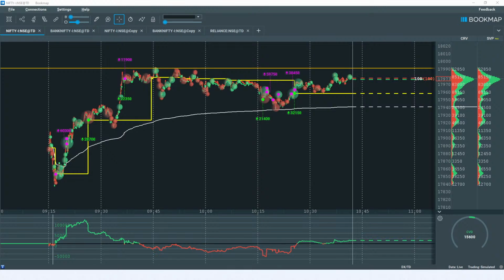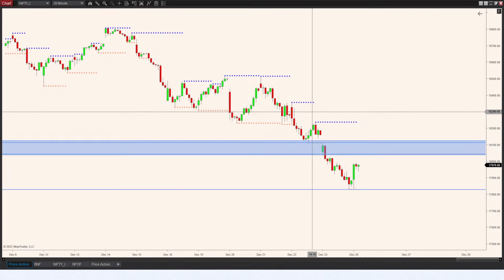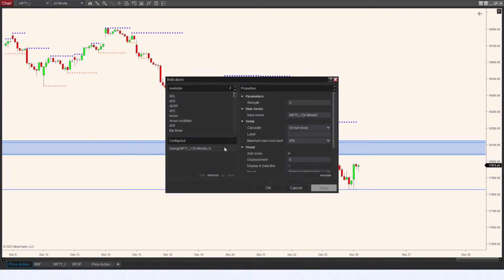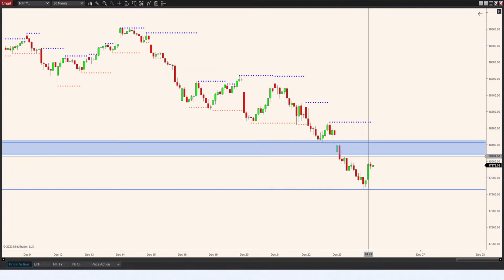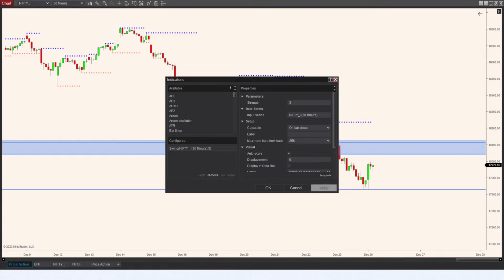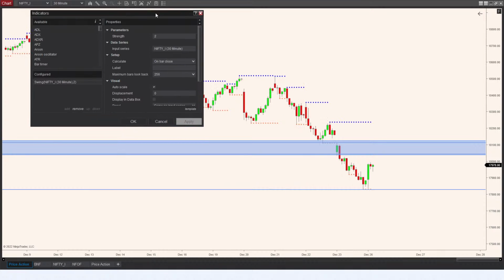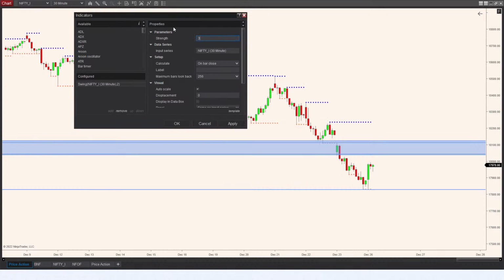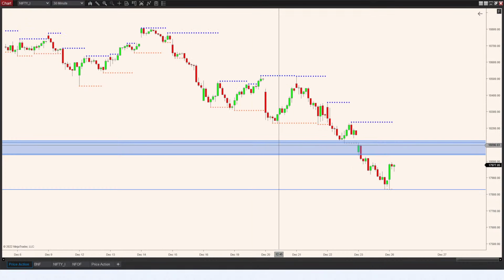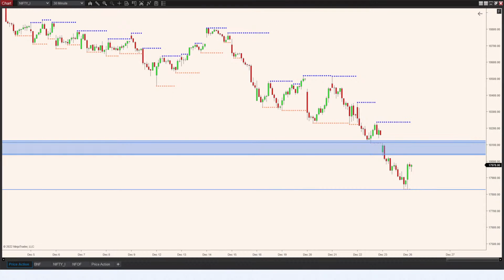Okay, Markandeya Guru is asking what is the parameter used to identify the swings. So this is the setting. I haven't changed anything. 3 is the strength that I'm presently using. If you change this, it will increase the signals. If you increase it, you will get fewer signals. So I am presently using 3.